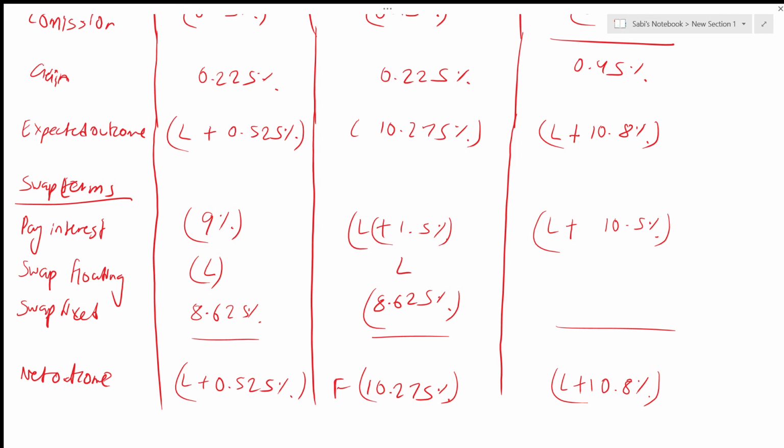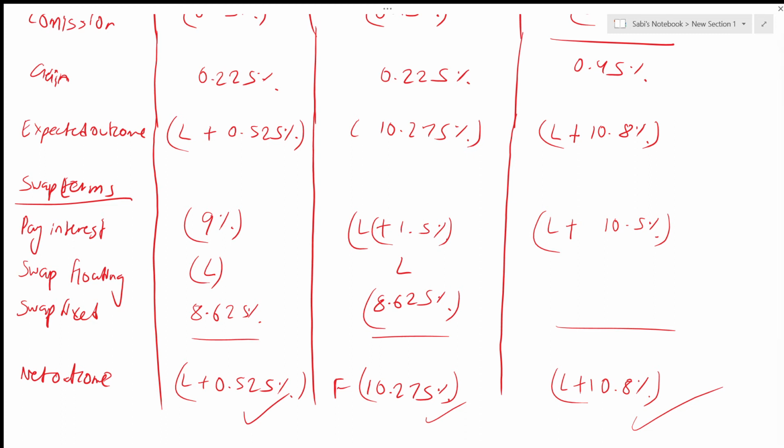Now let's check whether this is correct or not. For A, right? You're paying at 9%. So 9 plus L minus 8.625. So yes, it is L plus 0.525. This is correct. Second, L plus 1.5 minus L. So L gets cancelled. That means you only have 1.5 plus 8.625. Yes, 10.275. This is also correct. So this automatically will be correct, right?